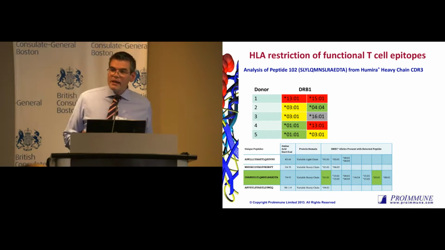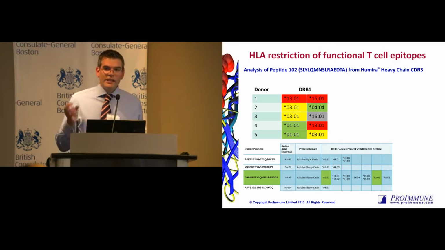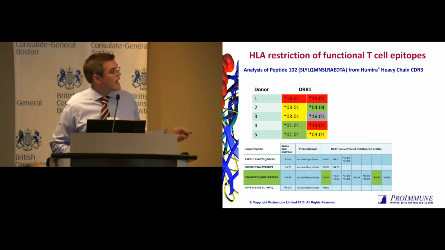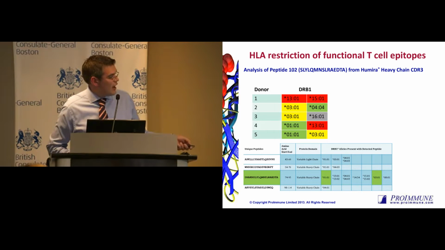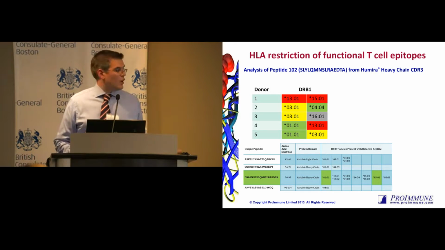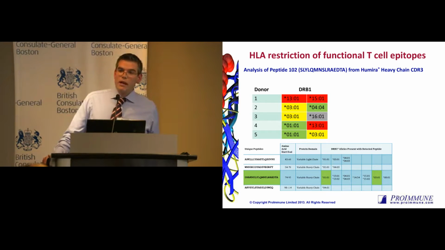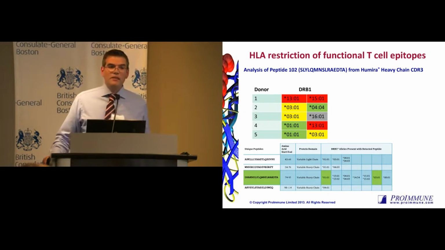So what do we do with this information? Well, on one level, this has really zoomed into the nth degree, because we now know that this particular peptide from Humira is restricted to DR1 and DR3. That does mean, at least in patients that are receiving Humira that are DR1 and DR3, we have a potential biomarker to then track those immune responses to.